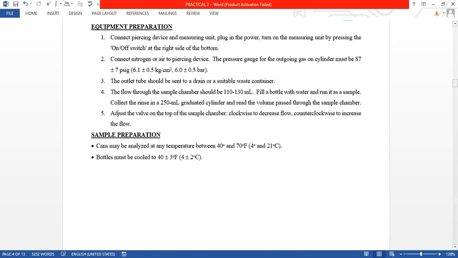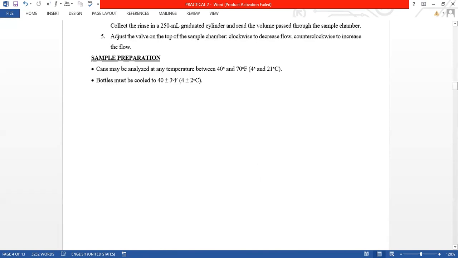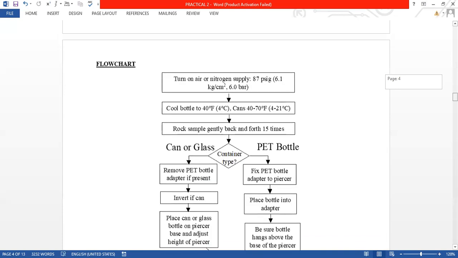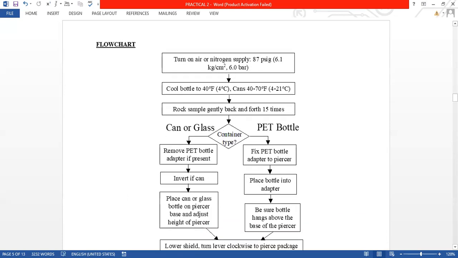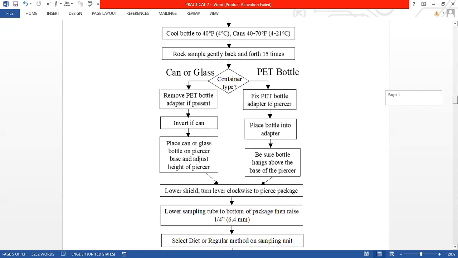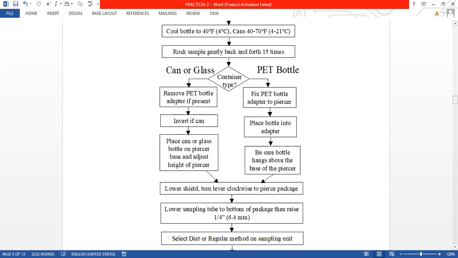These are the equipment. For sample preparation, samples can be analyzed at temperatures between 40 to 70 Fahrenheit. Bottles must be cooled to 47 degrees Fahrenheit. This is the flow chart of the Carbo-QC method, in which we calculate the free carbon dioxide in cold drinks. Turn on the air or nitrogen, and the pressure will be 87 psi. Cool bottles to 40 degrees Fahrenheit and cans to 40 to 70 Fahrenheit. Rock the sample gently back and forth 15 times.